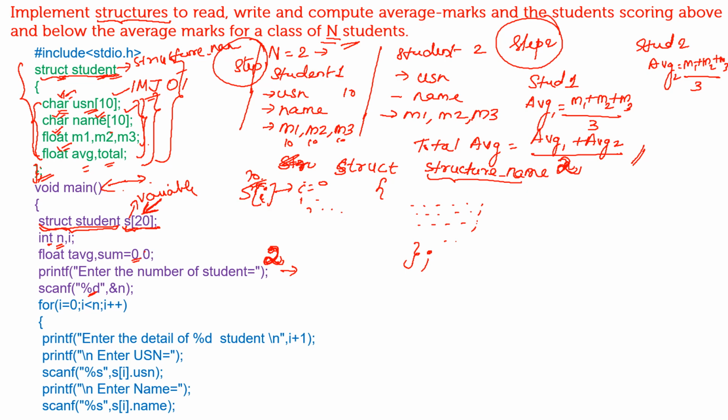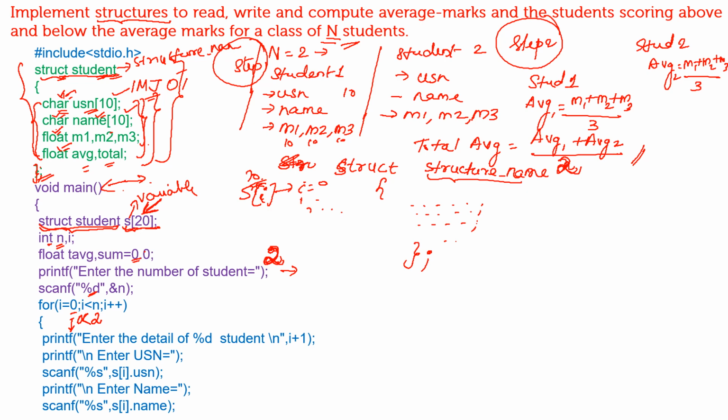Okay, now once you have entered the number of students, what is your next step? For each student, you have to enter the details, right? So for that, you are going to use a for loop. So for I is equal to 0, I less than n. What is your n? N is equal to 2. Now whether 0 is less than 2, it checks. Yes, it is less than 2. It enters into the loop. Now you will be entering the data for the first student with the index 0.